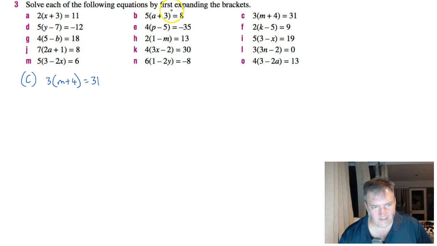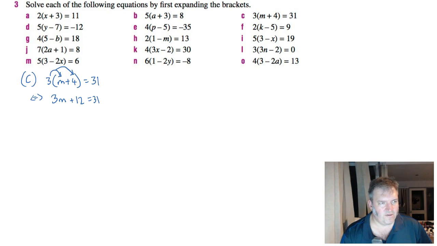Plus, in this case, it says by first expanding the brackets, so we're going to take their advice and use our distributive law to expand those brackets. So that line is equivalent to the following line. 3 times m, well that's 3m. 3 times positive 4, 3 4s are 12. That equals 31.